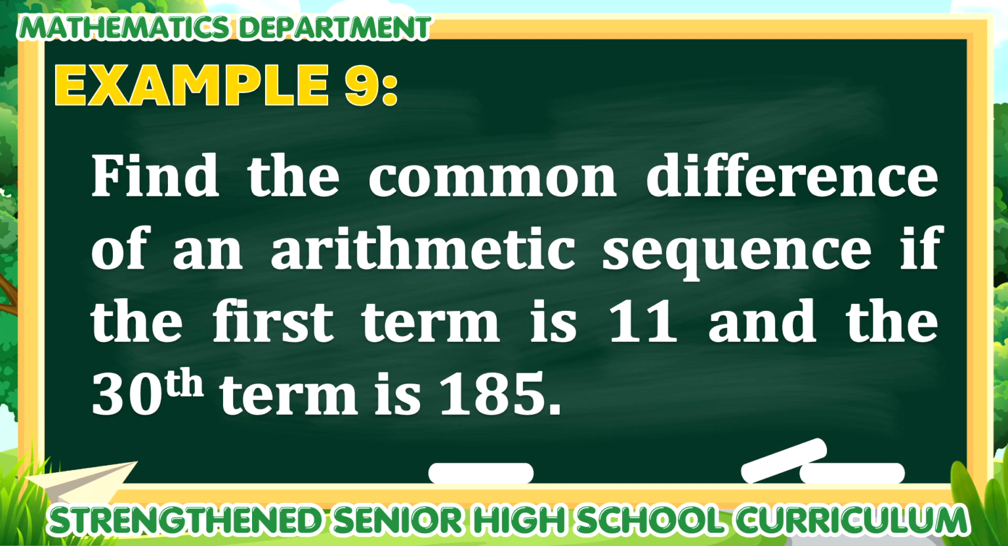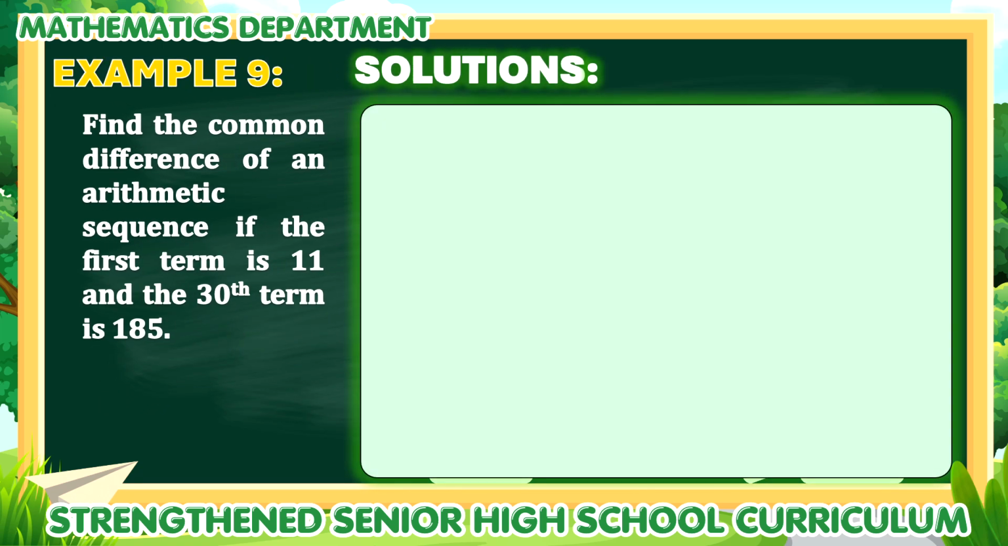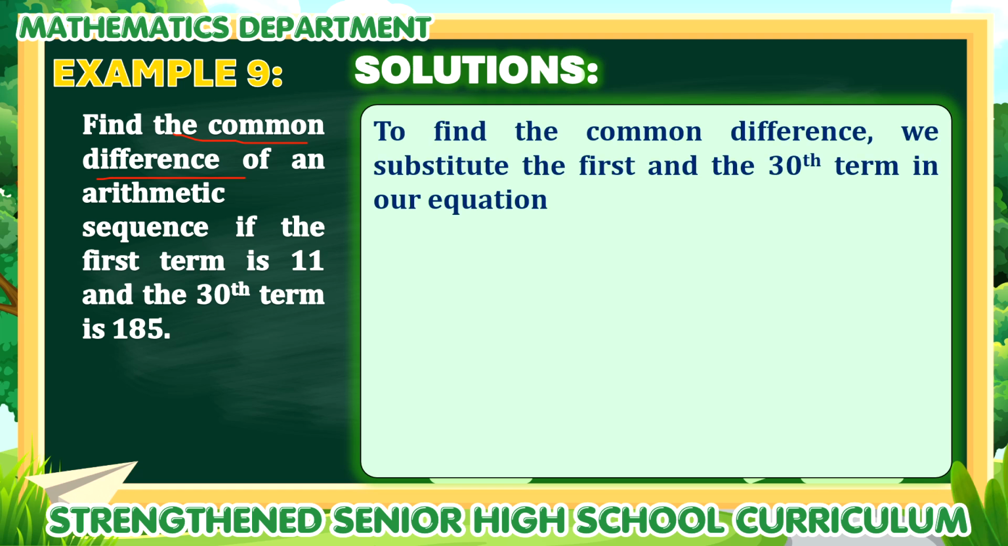For our last example, we have find the common difference of an arithmetic sequence if the first term is 11 and the 30th term is 185. Now, in this problem, we are not looking for our nth term, but instead we are looking for our common difference. To solve for our common difference, again, we'll still be using the same formula. We have a sub n is equal to a sub 1 plus the quantity of n minus 1 times d. We just need to substitute our given values in the problem before we can compute for our common difference, or d.